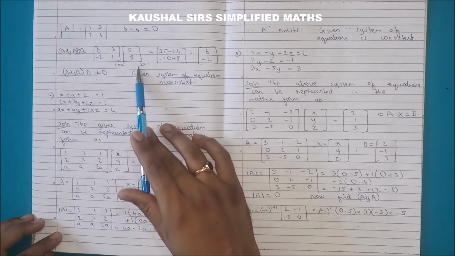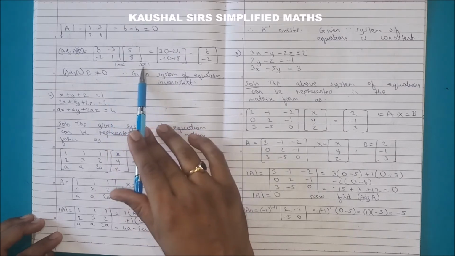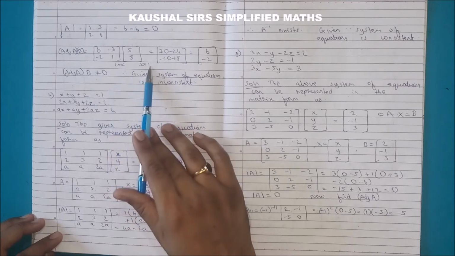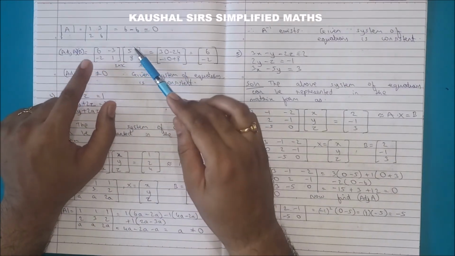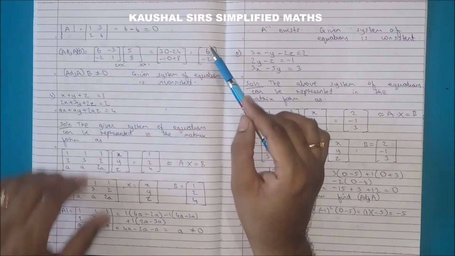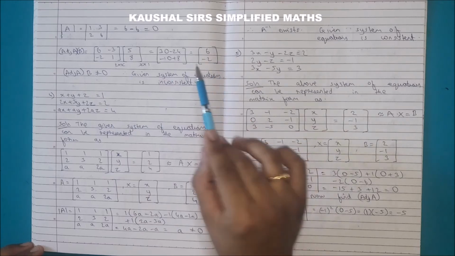Multiply this with the matrix B, which has the order 2 by 1. This one has order 2 by 2. Matrix multiplication is possible and the resulting matrix is of the order 2 by 1. So what we get is 30 minus 24 and minus 10 plus 8. So what you get is 6 and minus 2, which is not equal to 0. It is not a zero matrix.